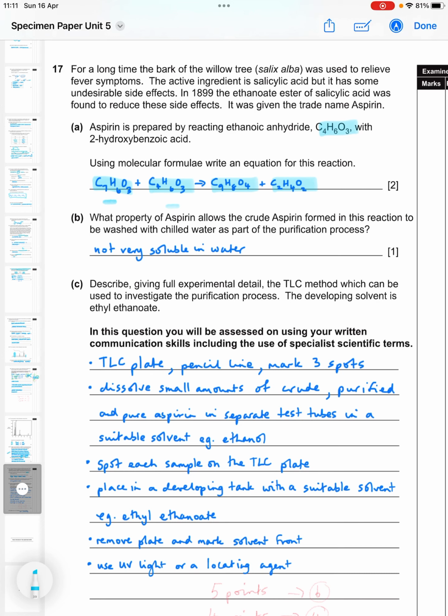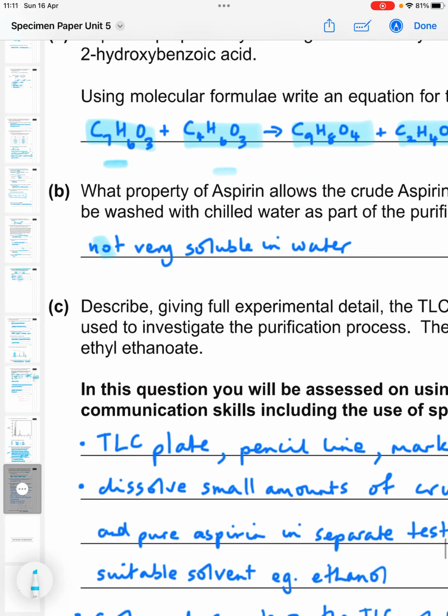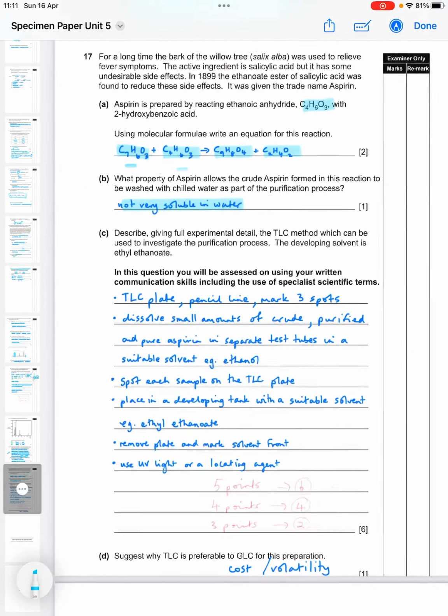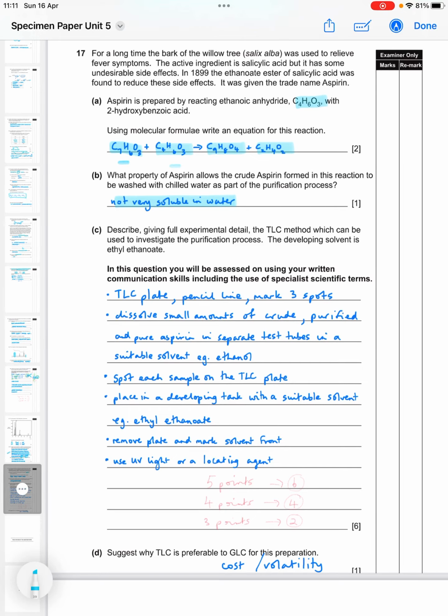So what property of aspirin allows the crude aspirin formed in this reaction to be washed with chilled water as part of the purification process? The fact that it's not very soluble in water. If it was, you couldn't do that.